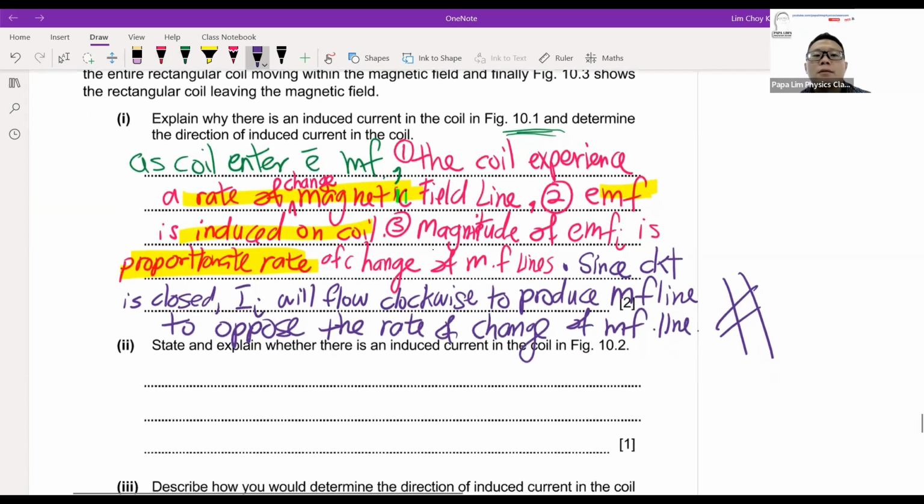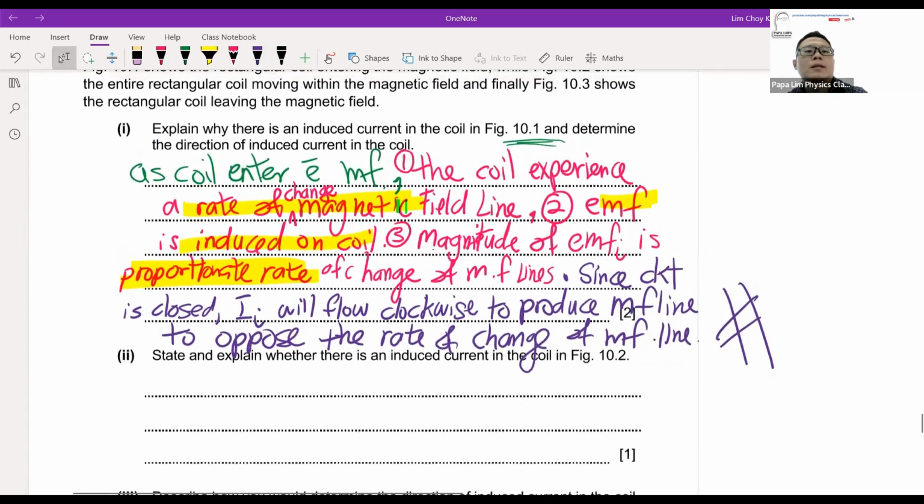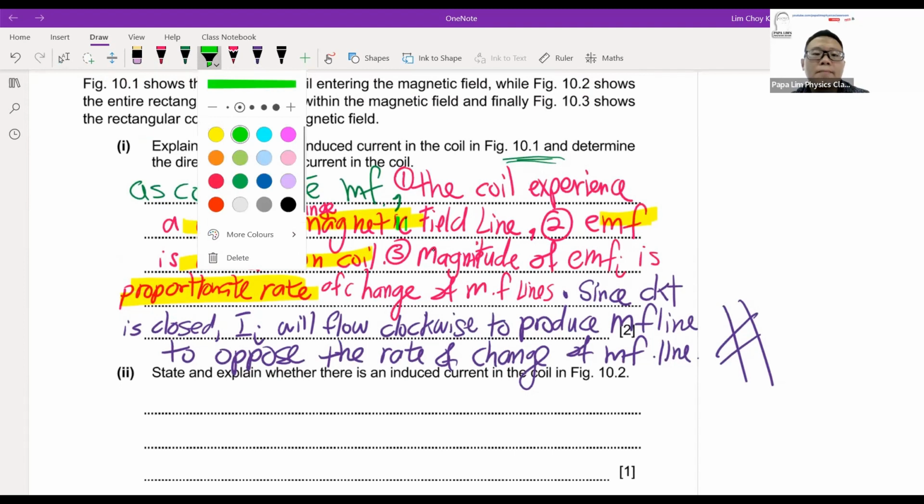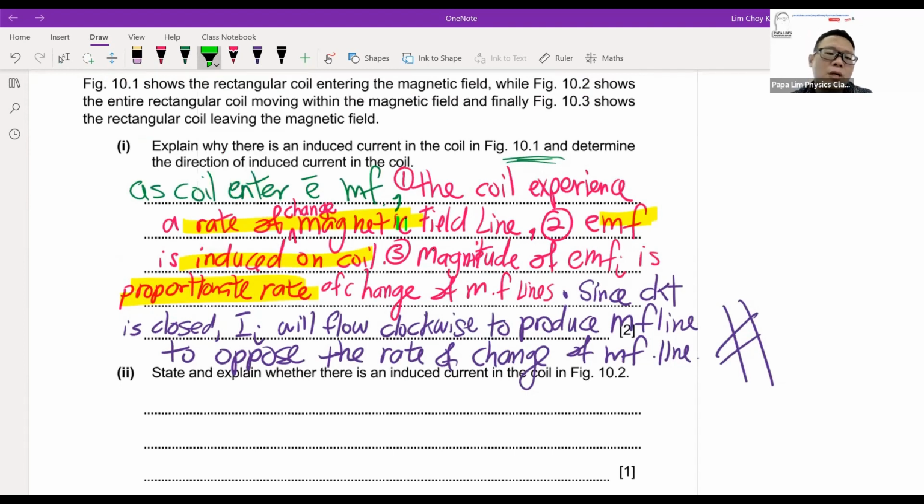So if you look at Lenz's law, usually it will encompass two parts. The student must be able to, usually I will start with, tell the marker that it's a closed circuit, and also tell the direction of the induced current, and also to produce a magnetic field line that will oppose the change of the rate of change of magnetic field line, the word oppose. So this is the usual three things that I write for Lenz's law.